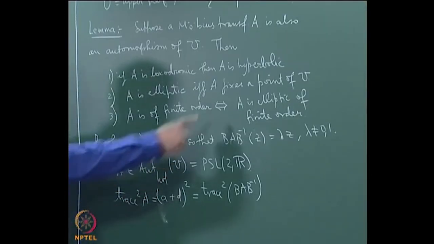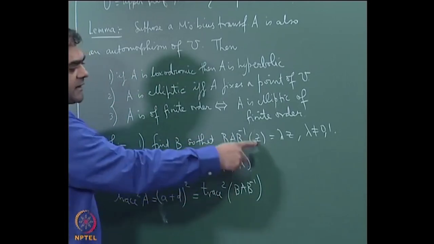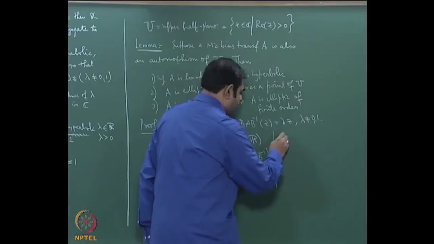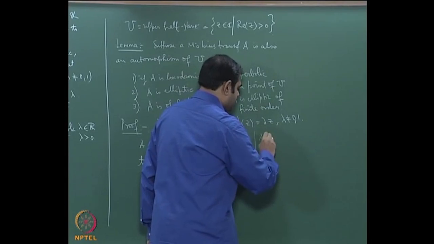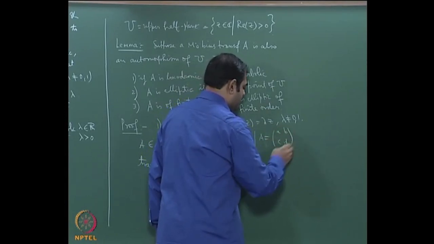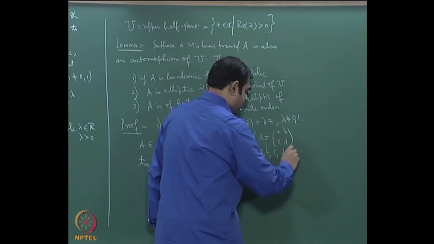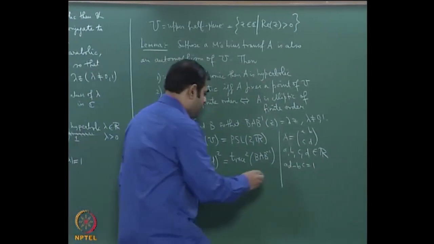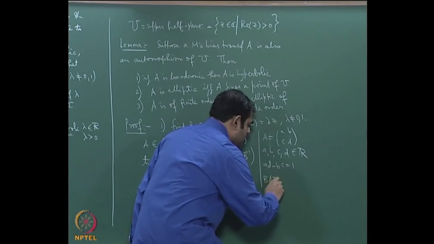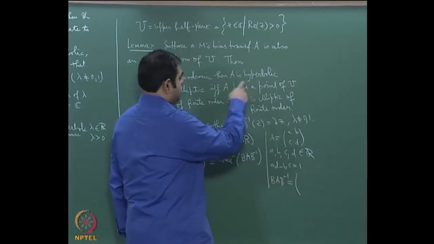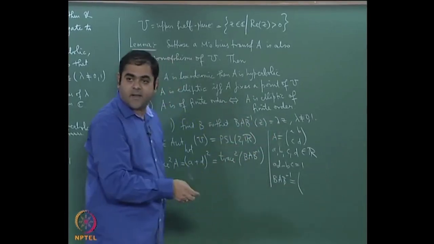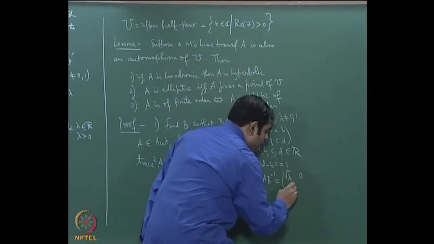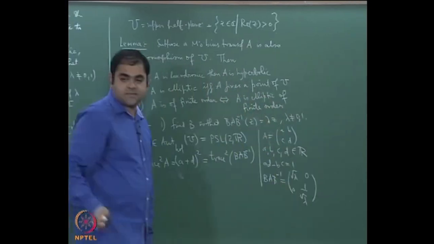And the trace of BAB inverse: the matrix representative for this is, so let me put a small box here and say A is just (a b; c d) with a, b, c, d belonging to R, and ad minus bc equal to 1. And BAB inverse is identified with Z going to lambda Z. The matrix representative in SL2 is (root lambda, 0; 0, 1 by root lambda). This is the matrix representative.